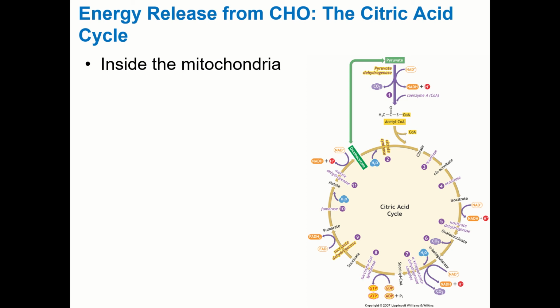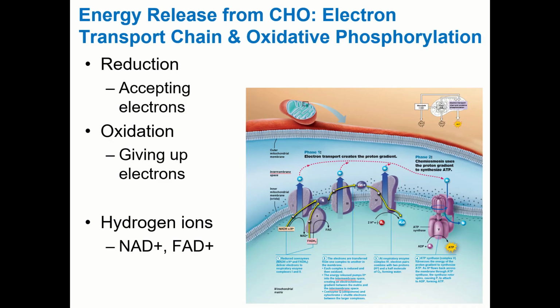So we make all these NADHs, and then what we're going to do, remember that the mitochondria has two membranes, right? So there's this outer membrane out here and an inner membrane in here. And inside of the inner membrane, you have this cytochrome complex. And so this is where we get into the electron transport chain.